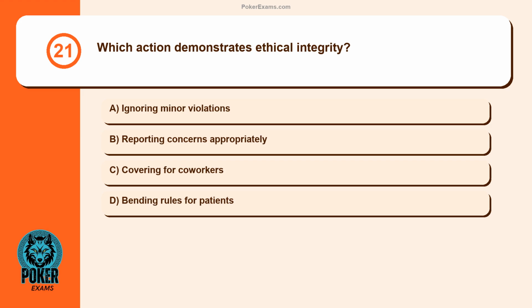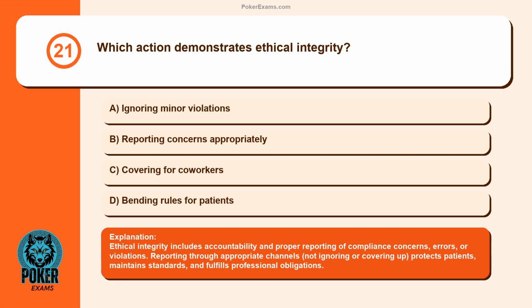Question 21. Which action demonstrates ethical integrity? Ignoring minor violations, reporting concerns appropriately, covering for coworkers, bending rules for patients. Ethical integrity includes accountability and proper reporting of compliance concerns, errors, or violations. Reporting through appropriate channels, not ignoring or covering up, protects patients, maintains standards, and fulfills professional obligations.